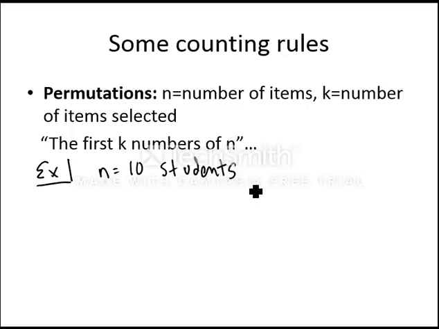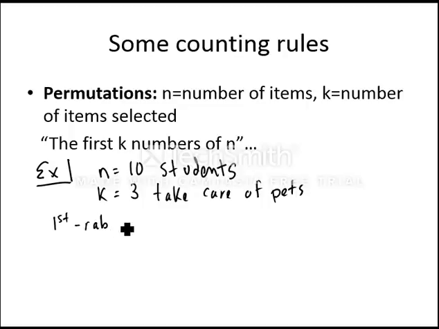Okay, and for those n equal 10 students, you're going to select k equal to 3 to take care of the class pets. Now the thing about your class is there is definitely a hierarchy of pets. The first pet everybody loves. It's a rabbit. Very cute, fluffy. We like fluffy, cute things.